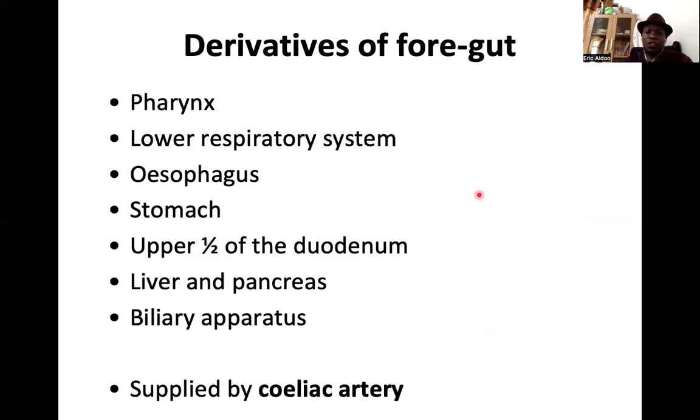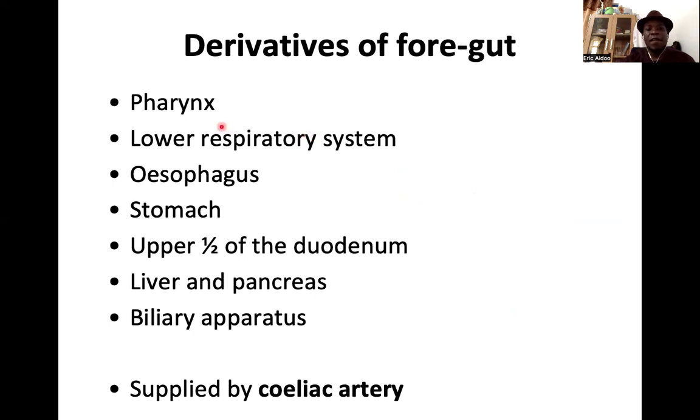Then it's important to know that once the gut has been divided into fore, mid and hind, it means that they have a particular source or origin, okay, embryologically. So the foregut should be able to define itself by giving certain structures that the others cannot give, like the midgut will not give. Otherwise, there will be no need to even divide them, okay, into these stages.